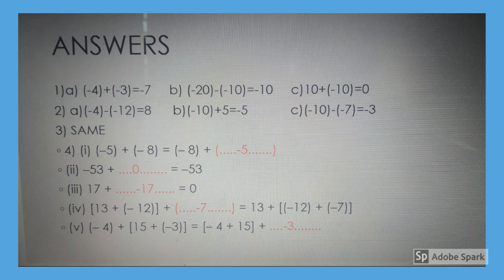Now the fifth one also applies the associative property. You can see -4 plus 15 plus -3 is equal to -4 plus 15 plus -3. So it also applies the associative property. These types of questions will be there in your exam, so be very careful and learn this exercise thoroughly. It is very important for your exams.